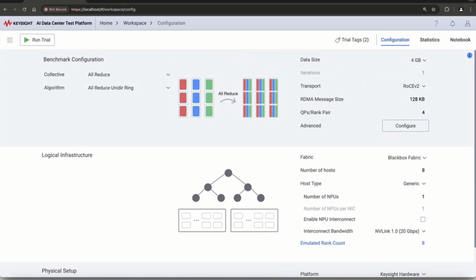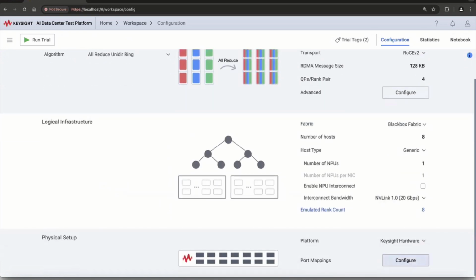Q-pairs is a term that comes from the RoCE transport protocol. It's just a different way of expressing a connection, without going into more details. There are many more advanced parameters that can be configured. We don't need to look at that. We're going to emulate 8 hosts, each with 1 GPU, and that gives us our 8 GPU count. We're going to then map that to the Keysight hardware.